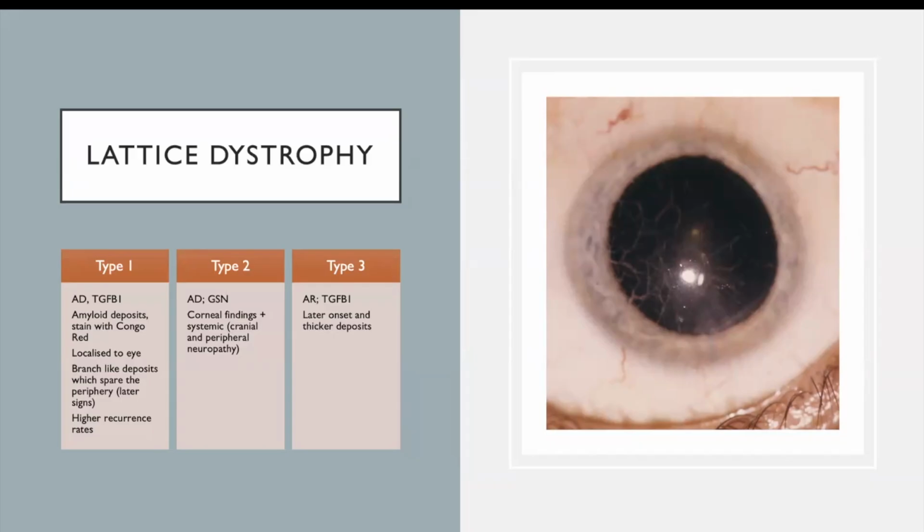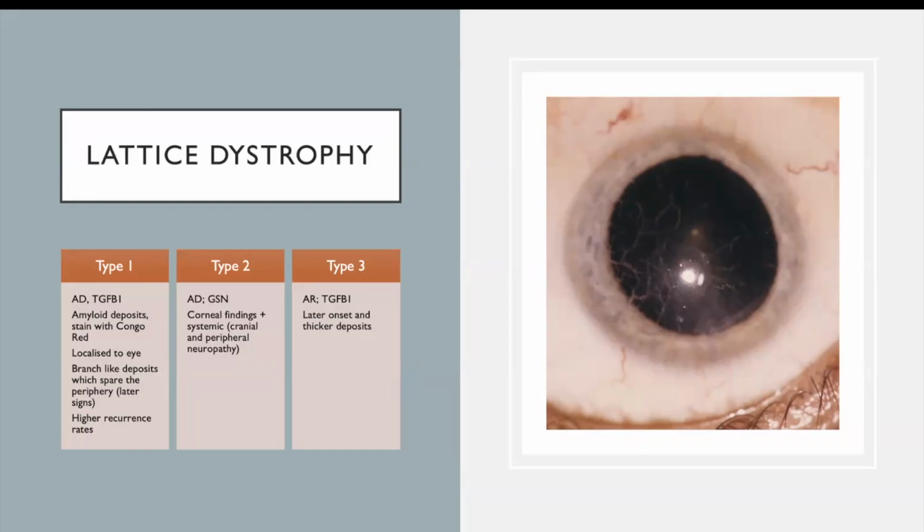The thing with lattice dystrophy is while it's the most common stromal, it also recurs at the highest rates when you're looking at grafting these patients. So these are patients who over time may require deep anterior lamellar keratoplasties, and lattice dystrophy tends to recur at the highest rates. Type 2 is again autosomal dominant.